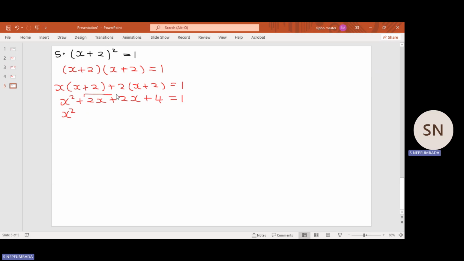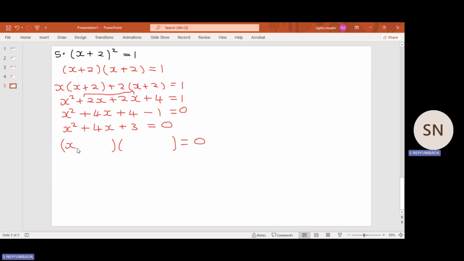When we group this, we're going to have what? 2x plus 2x is 4x, because they're like terms, then plus 4. Then we take our 1 to that side, it says minus 1 is equal to 0. Then this is x squared plus 4x, 4 minus 1 is 3, equal to 0. Now we can factorize, or we can use the quadratic formula.